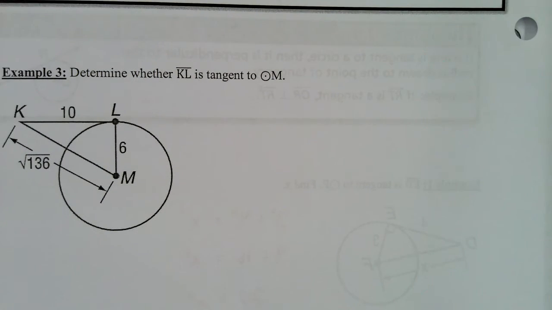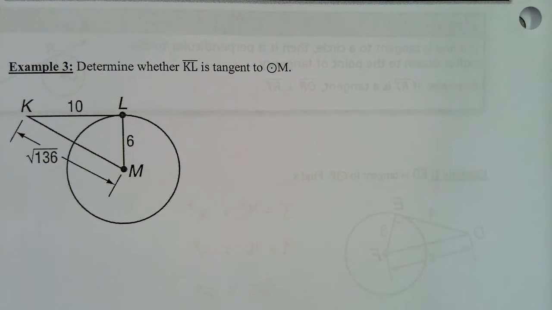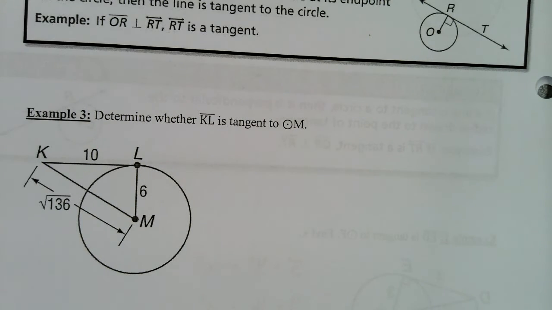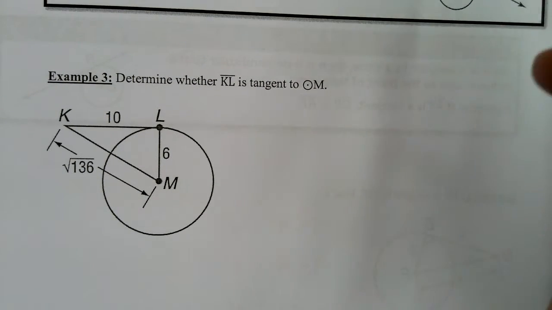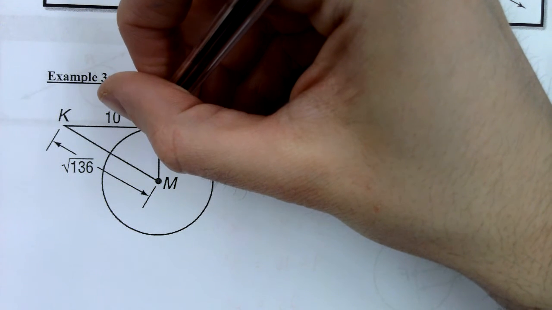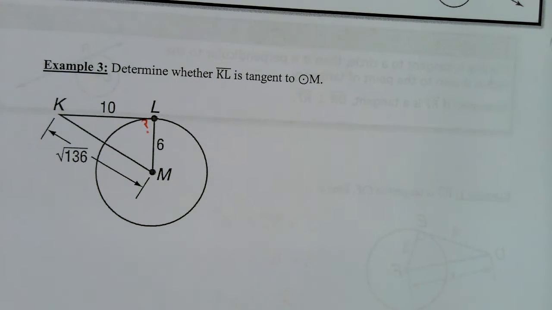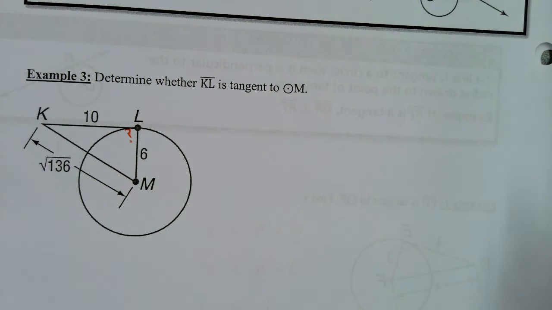Example 3. Determine whether KL is tangent to circle M. Again, the question is, is that a right angle? I don't know, but let's see if we can find out.